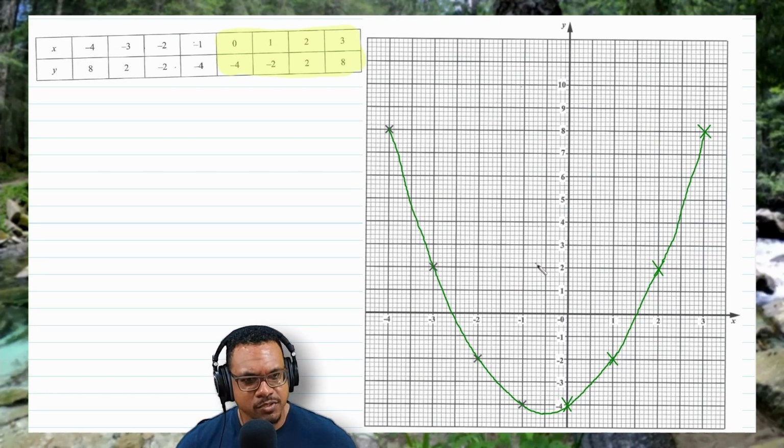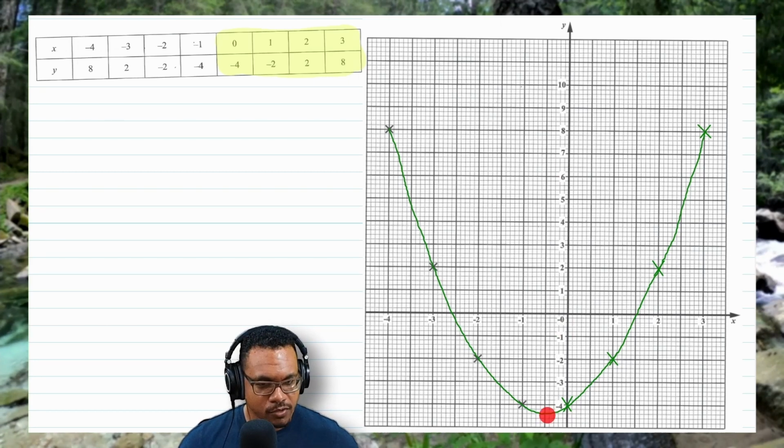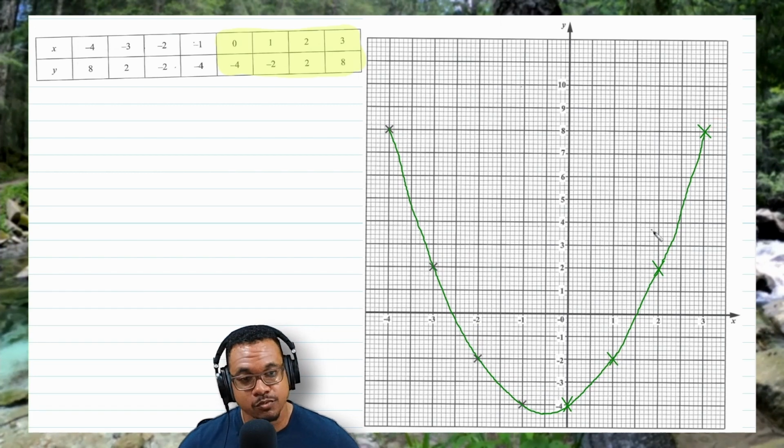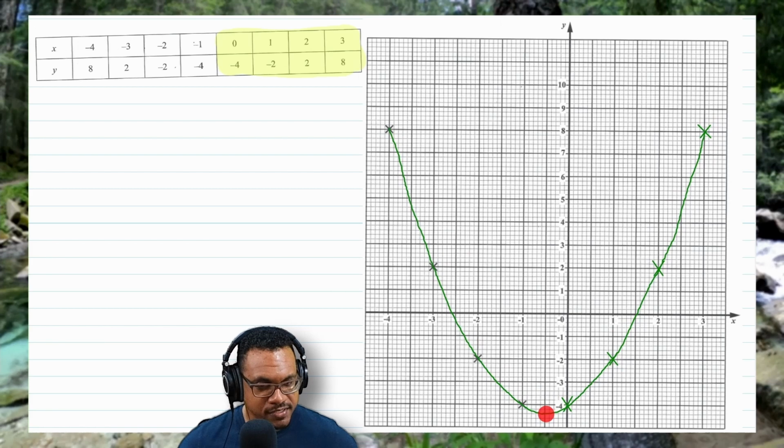So the minimum value is the lowest y value that the function can take. Now, if you look down here, this is the lowest point on the graph, and the lowest y value would be just under -4. Now, this graph here is in the shape of a parabola, and this is what we call a minimum curve. It's a minimum because at this point is the lowest point on the graph. Therefore, we'll have a minimum value for y.